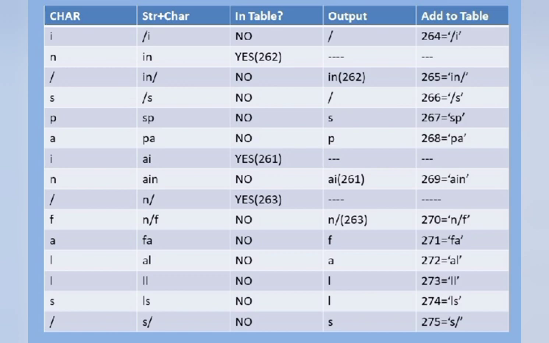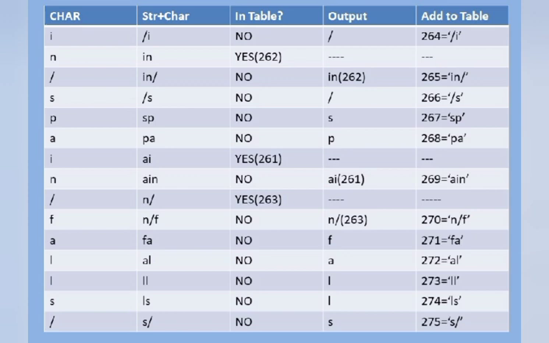Again, this process will continue, and then we will encounter I of Spain, right? So at this particular point, I will form a string with A, that is AI. AI exists in the table at position 261. So we will not output anything, and nothing will be added to the table.